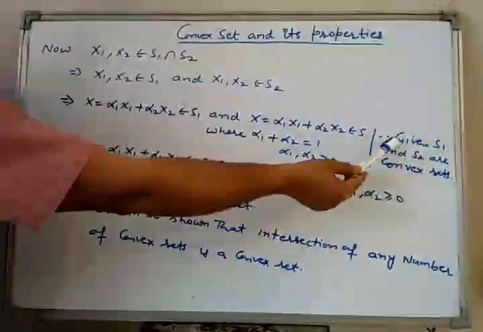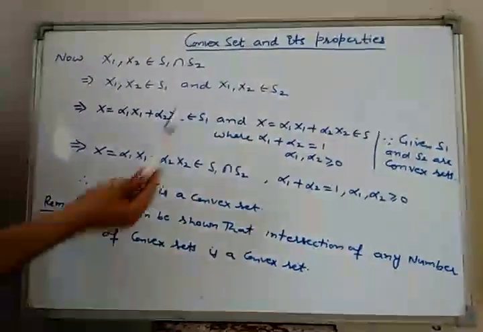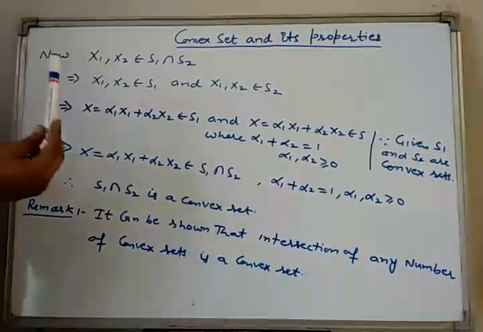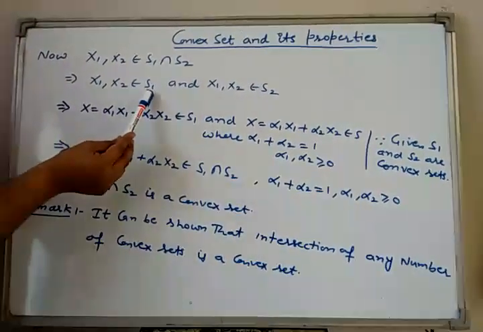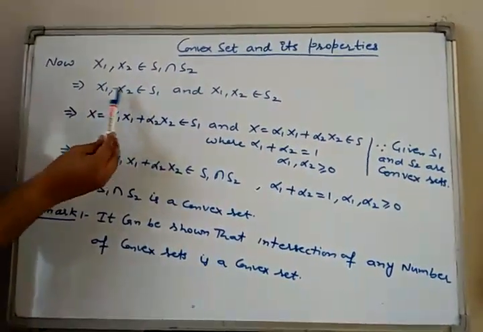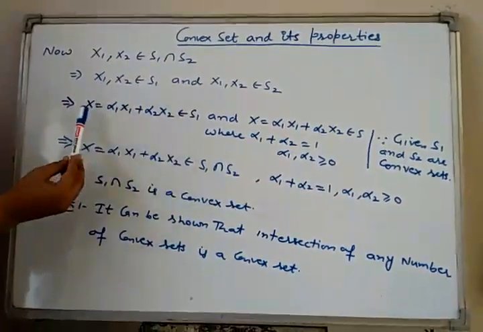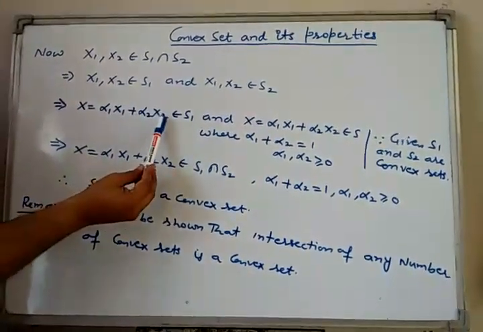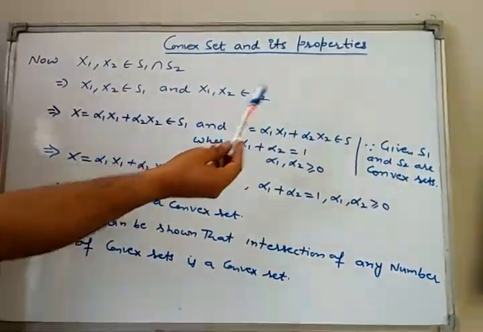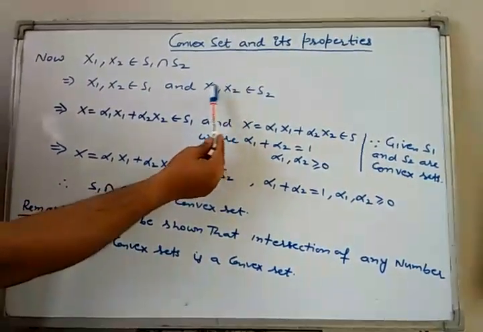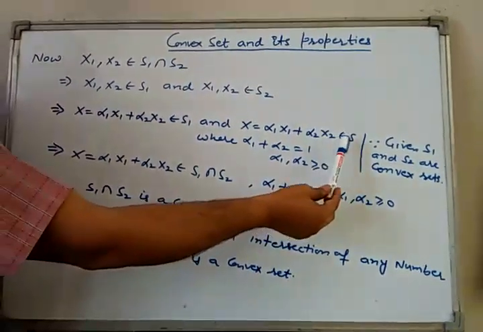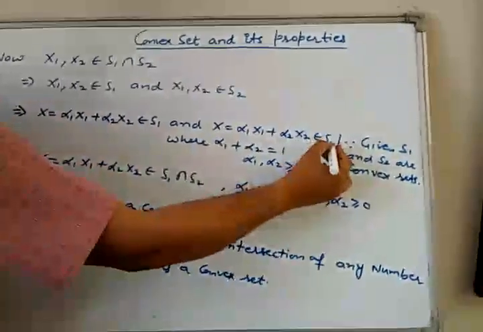Now, given that S1 and S2 are two convex sets, we use the definition of a convex set. Recall the definition: if S1 is a convex set, then the line segment joining these 2 points also lies in the same set S1. Therefore, x equal to alpha 1 x1 plus alpha 2 x2 belongs to set S1. And also set S2 is a convex set. Therefore, the line segment joining these 2 points also lies in set S2. Therefore, x equal to alpha 1 x1 plus alpha 2 x2 belongs to the set S2.